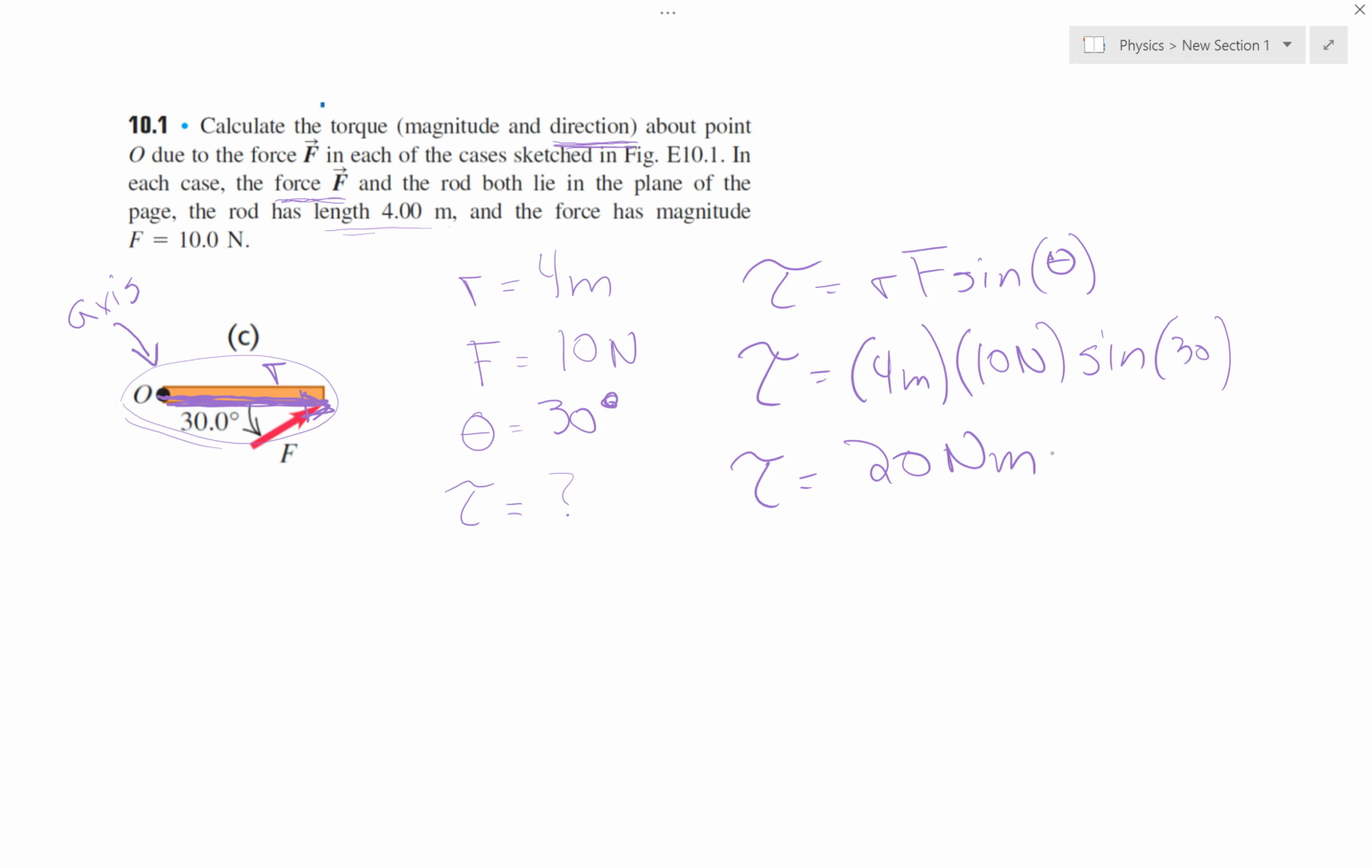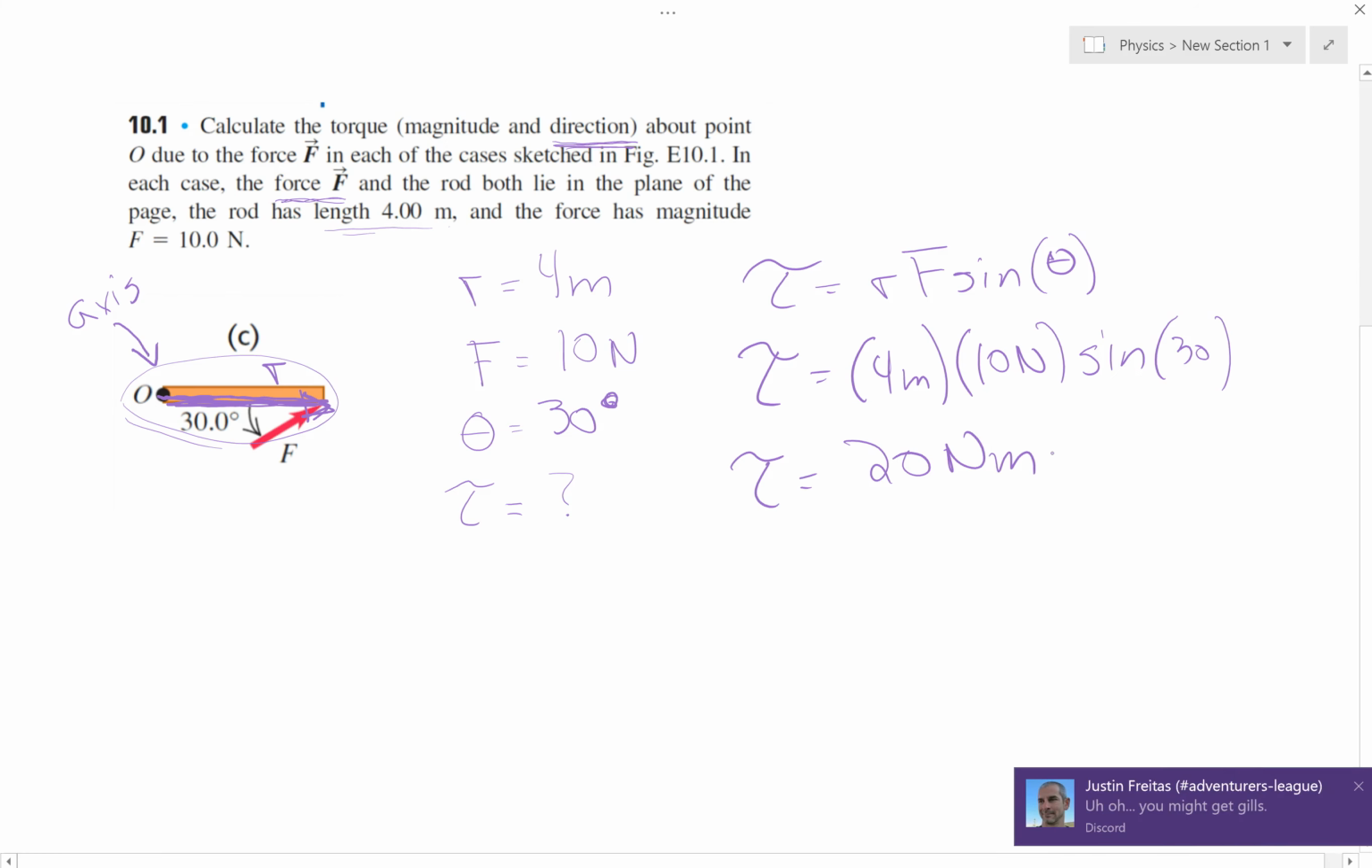The smaller my angle is getting, originally it was 90 degrees, the smaller our torque is getting. The closer and closer my angle gets to 0, the closer and closer sine is going to get to 0, and the closer my torque is going to get to 0.